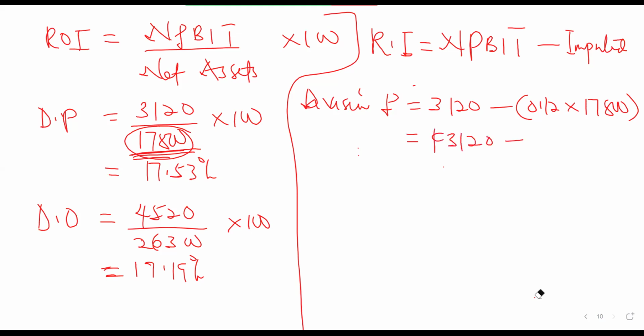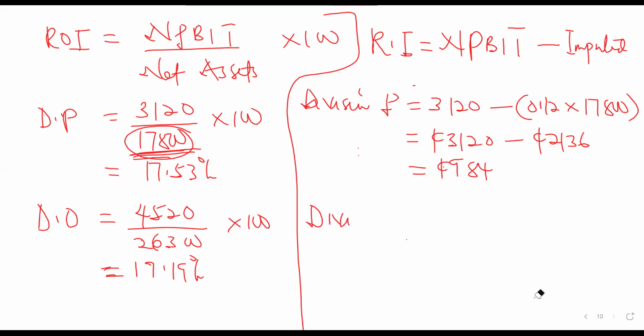So what are we going to be getting? 2136. Okay, so what will be the remaining figure now? 984. Okay. Don't worry about the figures that you are mentioning.